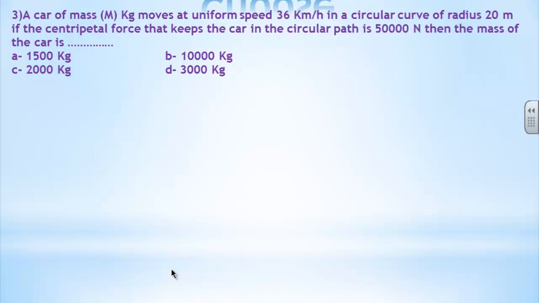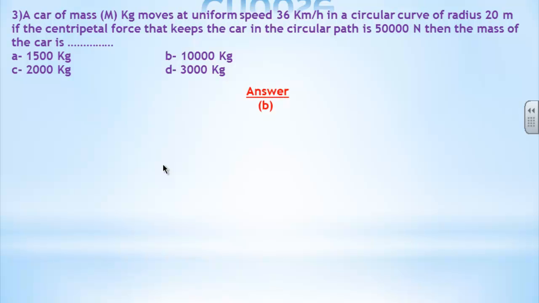3. A car of mass m kilogram moves at uniform speed 36 km per hour in a circular curve of radius 20 meter. If the centripetal force that keeps the car in a circular path is 50,000 Newton, then the mass of the car is: A. 1,500 kilogram, B. 10,000 kilogram, C. 2,000 kilogram, D. 3,000 kilogram.